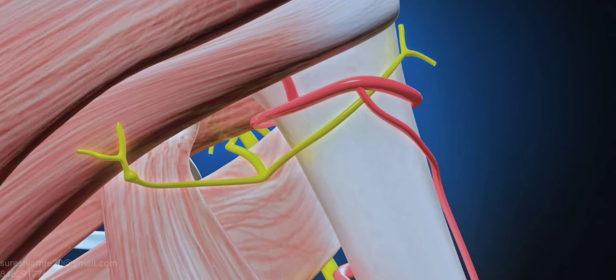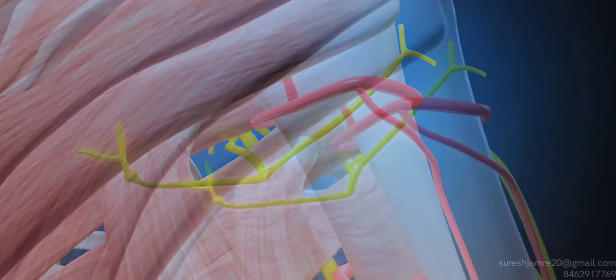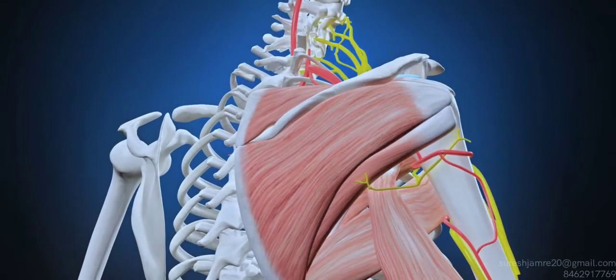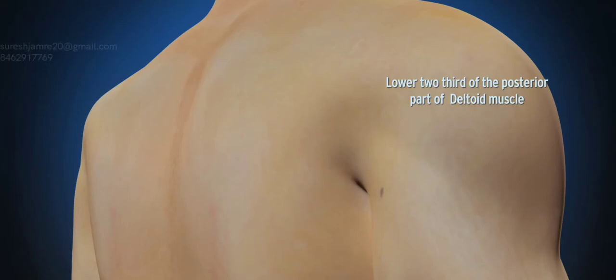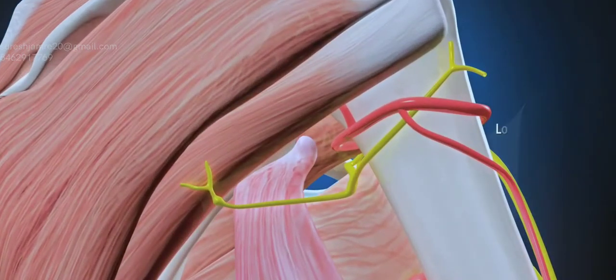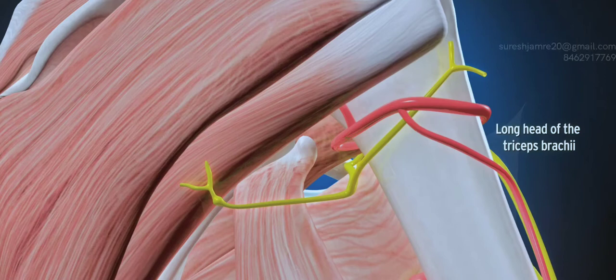The posterior branch pierces the deep fascia and continues as a superior or upper lateral cutaneous nerve of the arm, which sweeps around the posterior border of the deltoid and supplies the skin over the lower 2/3 of the posterior part of this muscle, as well as that covering the long head of the triceps brachii. The trunk of the axillary nerve gives off an articular filament which enters the shoulder joint below the subscapularis.